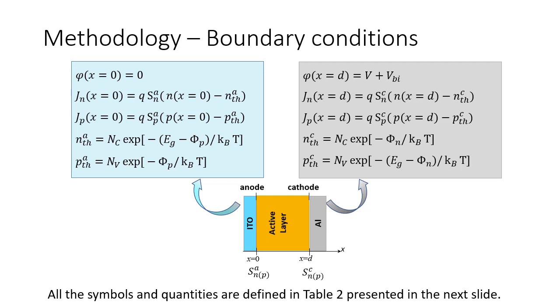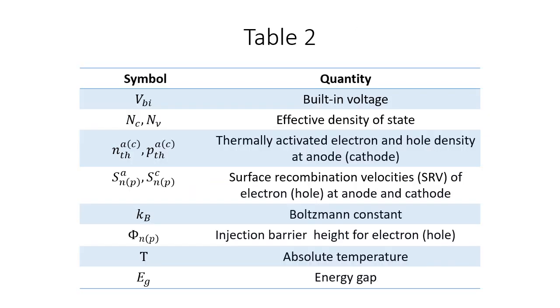By inserting the drift-diffusion expressions for Jn and Jp, shown previously in equations 4 and 5, in boundary conditions for hole and electron densities, these boundary conditions become of Robin type. Also, the surface recombination velocities, namely SNA, SPA, SNC, and SPC, have a significant role in these boundary conditions. Here the symbols and quantities from the boundary conditions are presented.